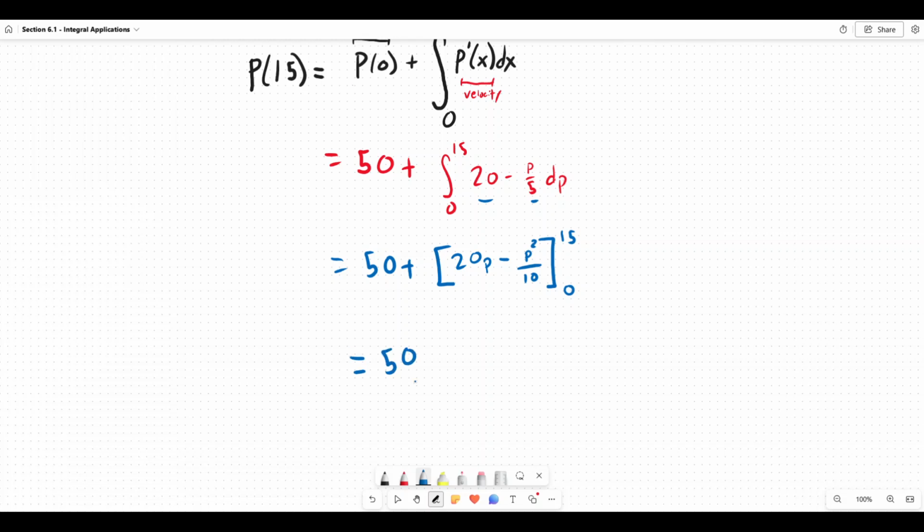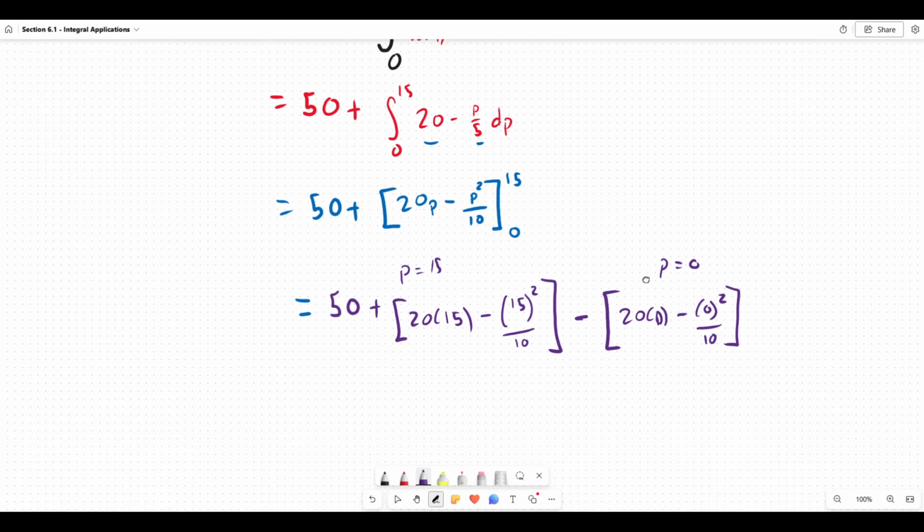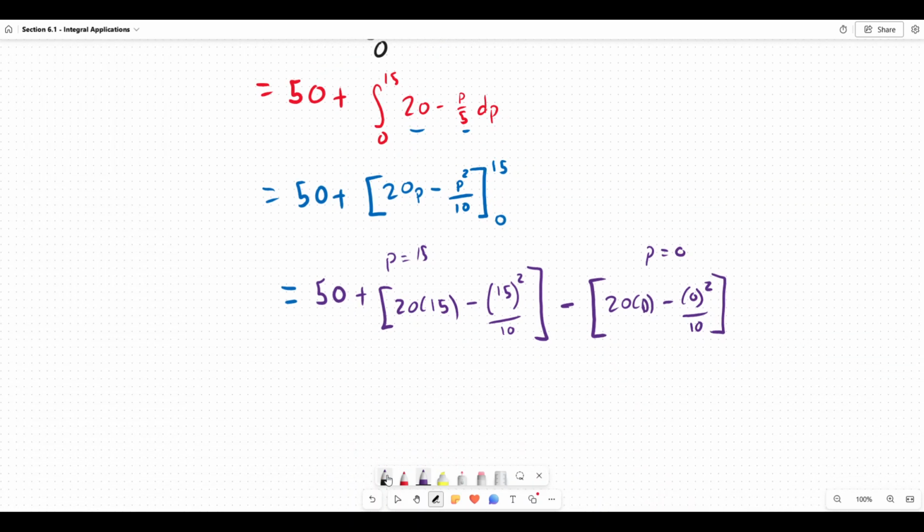This is going to be 50 plus, well, we'll start off with P equals 15. 20 times 15 minus 15 squared over 10. That's the P equals 15 term. And we're going to subtract from that the P equals 0 term, which is 20 times 0 minus 0 squared over 10. Of course, that's the P equals 0 term. Turns out that whole term just equals 0, which is not very interesting.